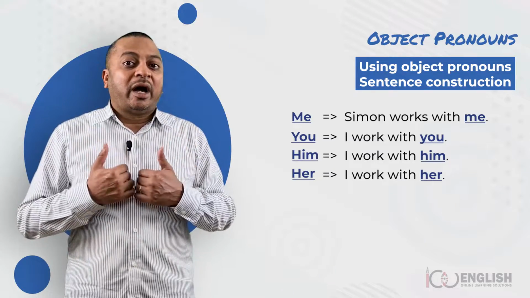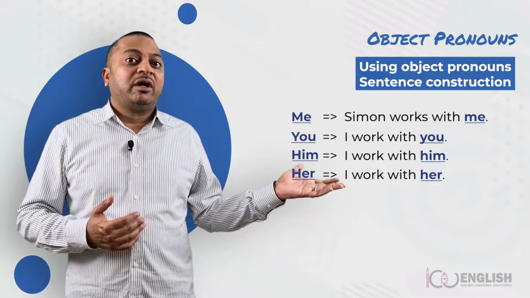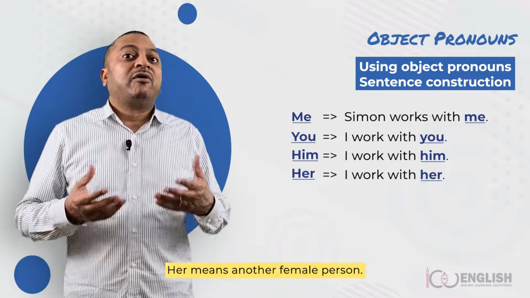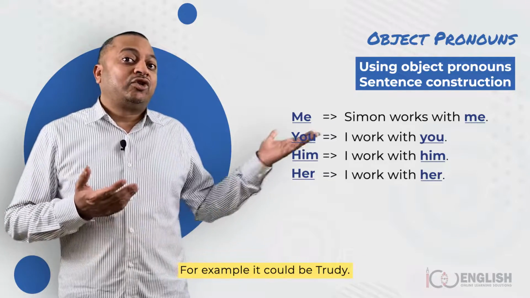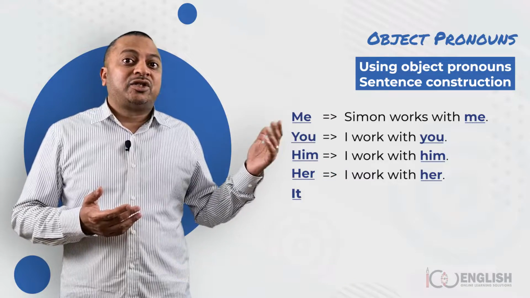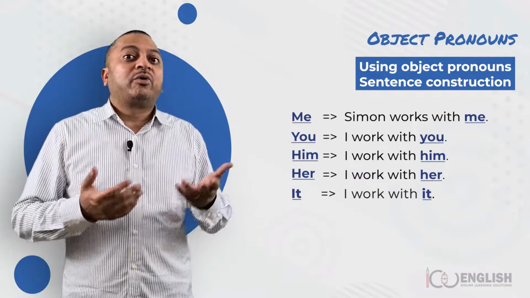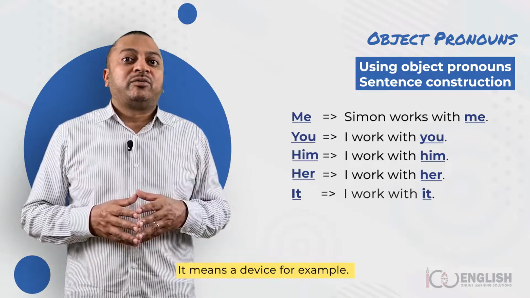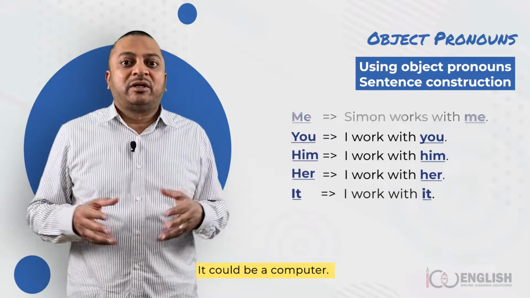Her. I work with her. Her means another female person. For example, it could be Trudy. It. I work with it. It means a device, for example. It could be a computer.